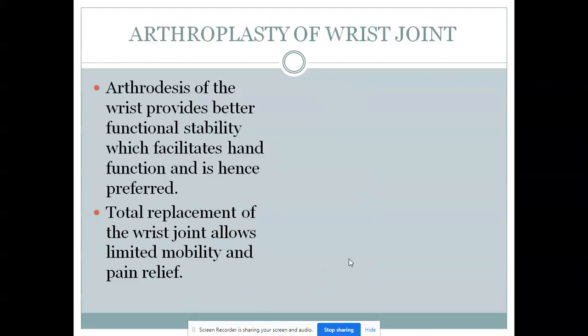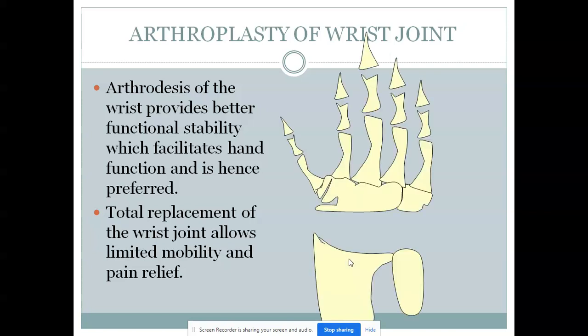Coming to arthroplasties of the wrist. Arthrodesis of the wrist provides better stabilization compared to arthroplasties of the wrist. Total replacement of the wrist joint allows limited mobility and pain relief. It is similar to the ankle joint.